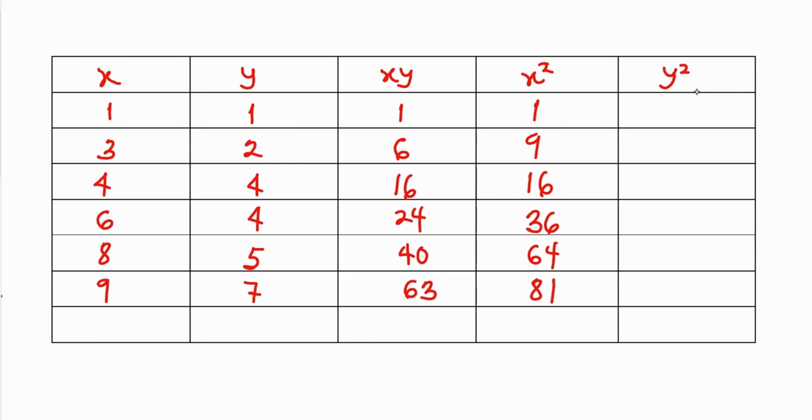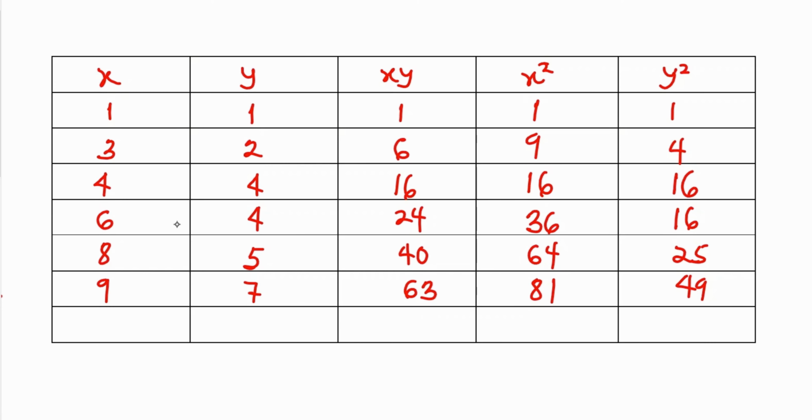The next is y squared, which means we are going to square the values of y. So the first one, 1 squared gives us 1, 2 squared gives us 4, 4 squared gives us 16, 4 squared again gives us 16, 5 squared gives us 25, and then 7 squared gives us 49. So we complete our table as such.